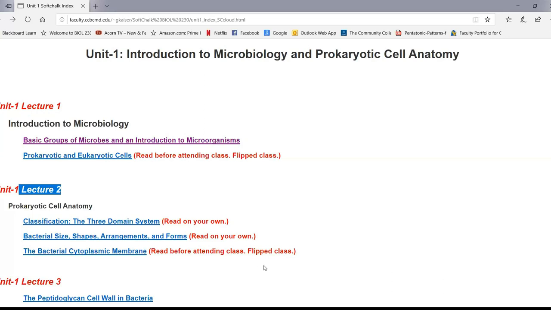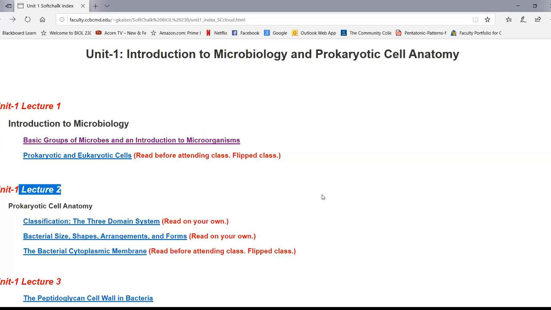You'll notice also that it says in red in many places, read on your own. These would be a SoftChalk lesson during a normal traditional class where I wouldn't cover that during my lecture, but it would expect you to read that on your own. These are usually pretty straightforward SoftChalk lessons, often involving some vocabulary and such.